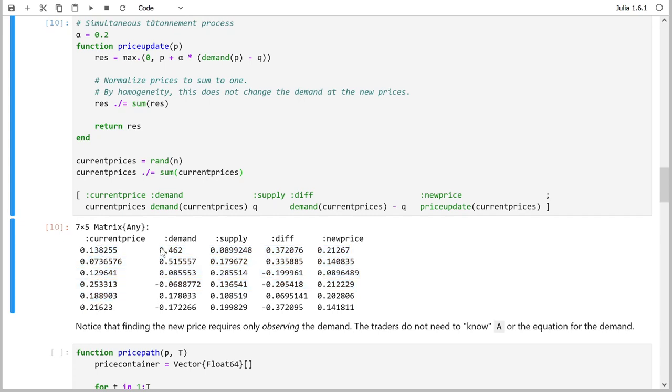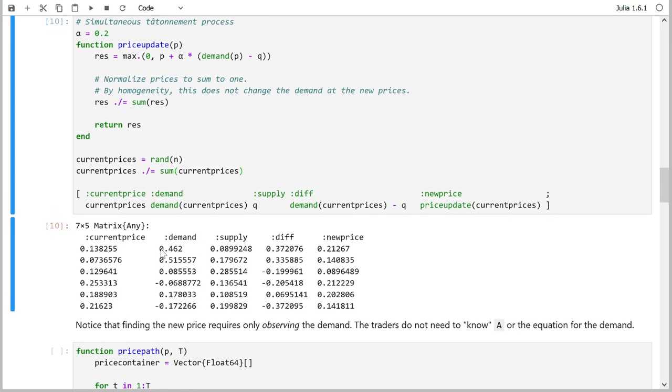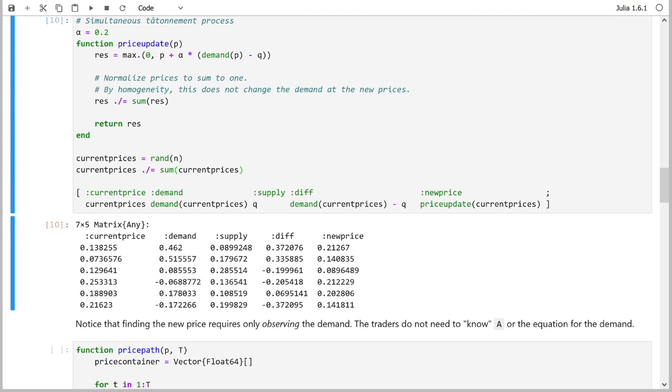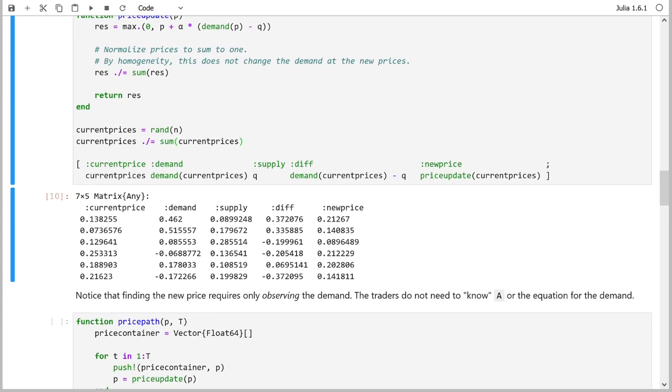However, what we want to do is not just calculate one price update, but what we actually want to know is how will the prices change over many iterations of this process. And each iteration would be one market cycle. It could be a year, it could be a day, it depends on the context.